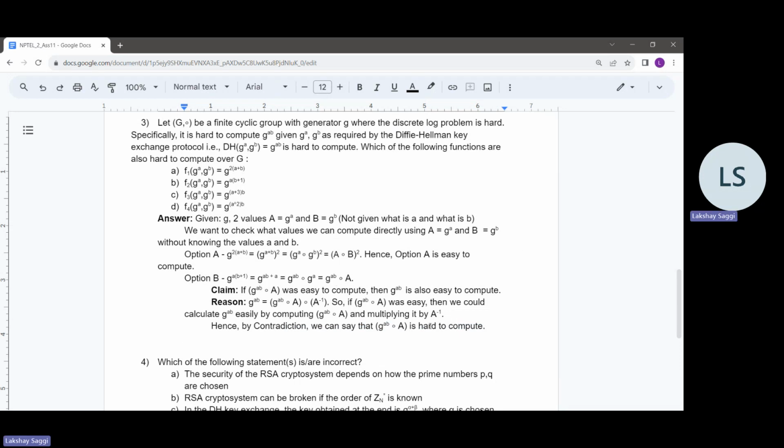So maybe I should underline this, or maybe underline this hard to compute part. Right. So that's why option B is hard to compute. Now let's come to option C.